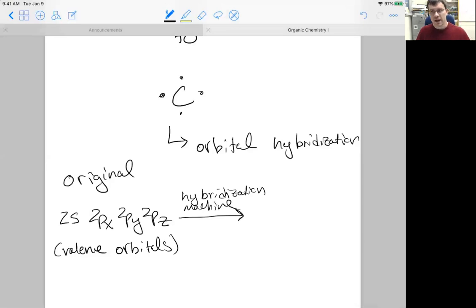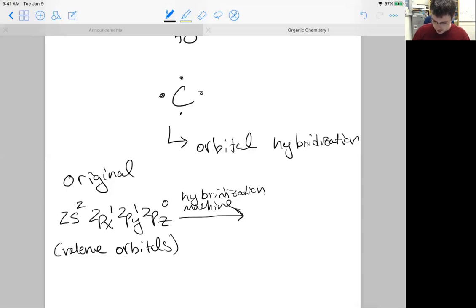Okay, so we've got these 4 orbitals. Some are filled, some are half filled. One is full, 2 are half filled, and 1 is completely unfilled. I'm going to merge them together and then pull them apart. I'm going to merge them together into a superorbital, and pull them apart into 4 separate, what we call hybrid orbitals.